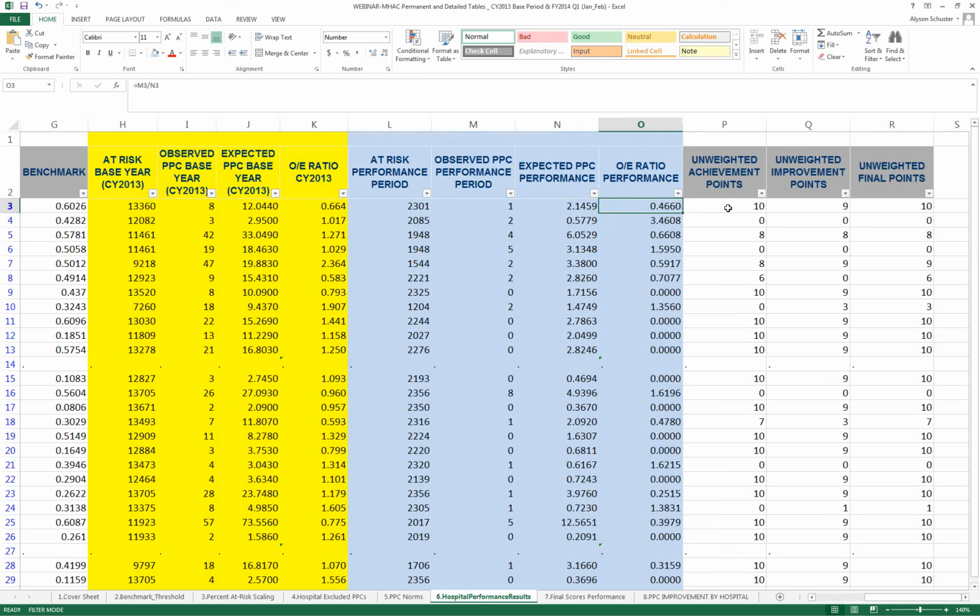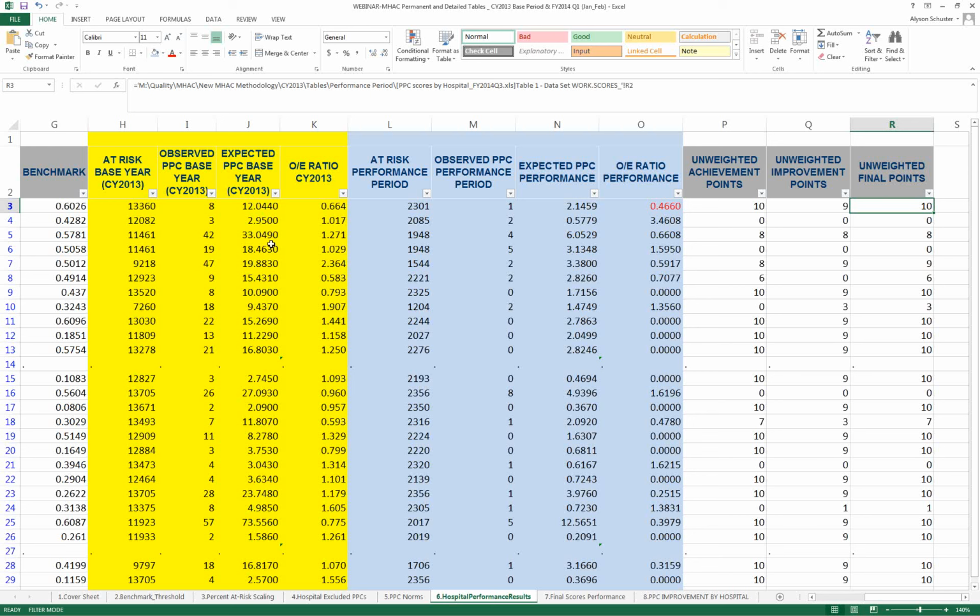They were expected, just in January and February, to have 2.1 PPCs, so their OE ratio is 0.4660. So in order to calculate the unweighted achievement or attainment point, what you do is you compare this OE ratio of 0.4660 to the benchmark. And as you can see, it's lower than the benchmark, which means they did better. So they get 10 full achievement or attainment points. In addition, if you look at this value and compare it to how they did last year, it's also lower than how they did in calendar year 2013, so they get the full 9 improvement points. This unweighted final points column takes, again, whichever is higher of achievement or improvement.